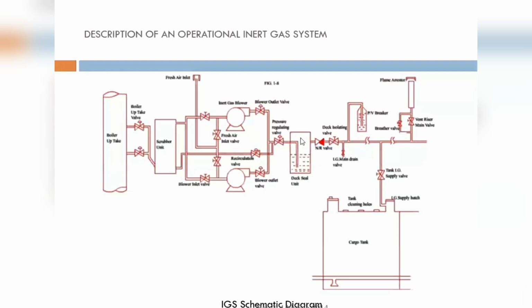Then you have a pressure regulating valve, then the deck seal, then the NRV, non-return valve, and the deck isolation valve. There's an IG drain here, just to check that no water is being carried in the IG line, or to take a sample, or to measure the oxygen percentage of the IG. These drains are used to check the oxygen percentage going to the cargo tank. Then you have a PV breaker, which works to avoid excess pressure in the cargo tank, and then it finally goes to the cargo tank, entering from the top of the tank.